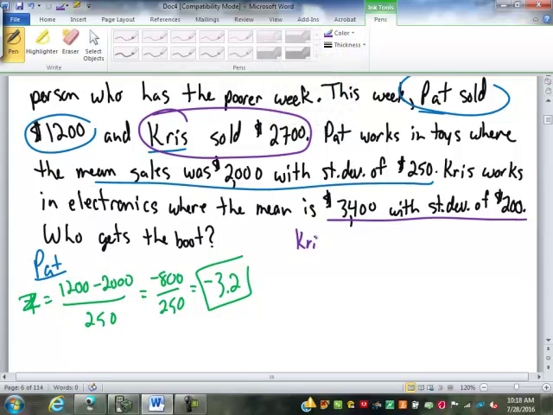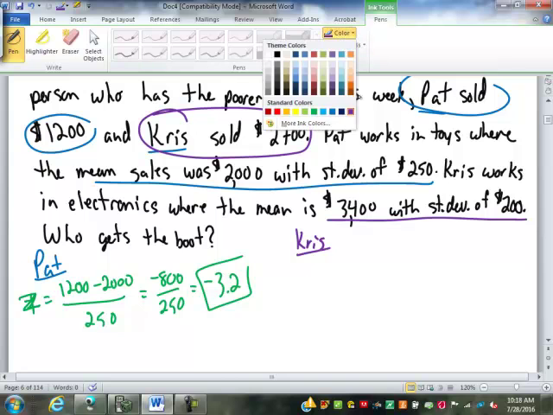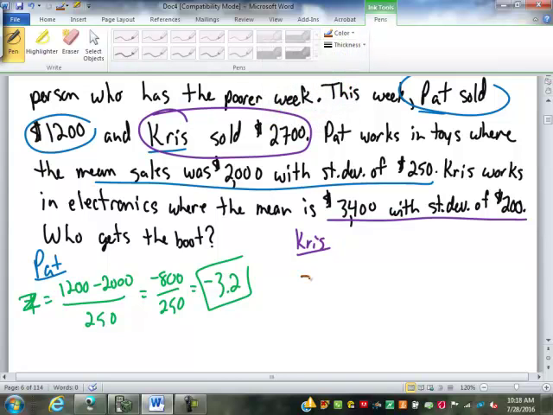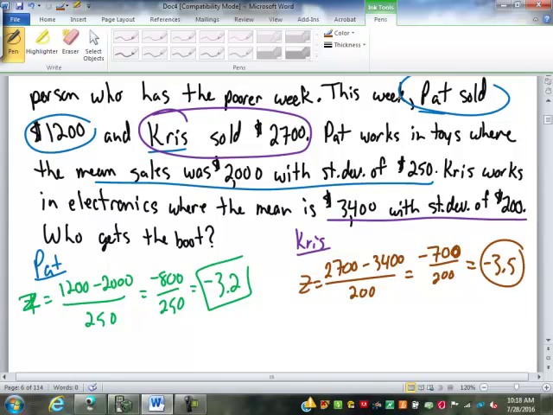How about for Chris? Perfect. 2,700 minus 3,400 divided by the standard deviation of 200. 27 minus 34 is negative 700 divided by 200 is negative 3.5. Who's going out the door? Chris is gone.